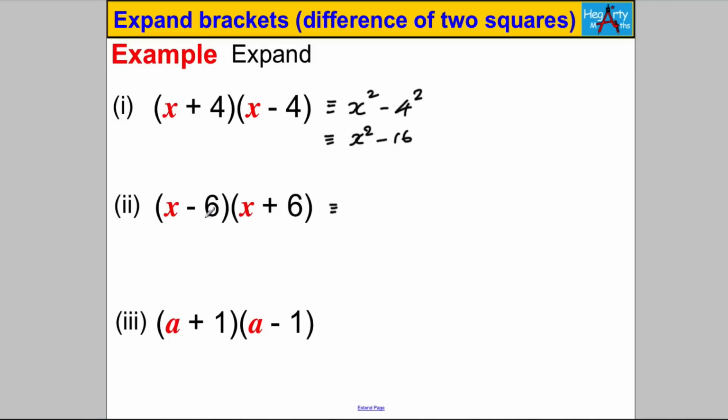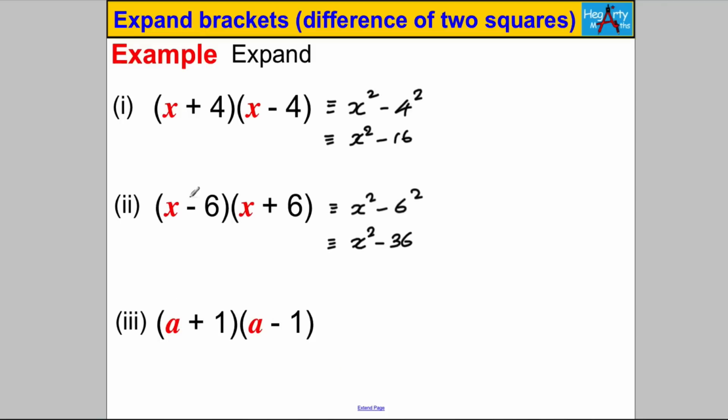I've just got the x subtract 6 first, it doesn't matter. X add 6 is the conjugate of x subtract 6. They are conjugates of each other. So I'm going to get x squared take away 6 squared. And we know 6 squared, so we better work it out. That's x squared subtract 36.